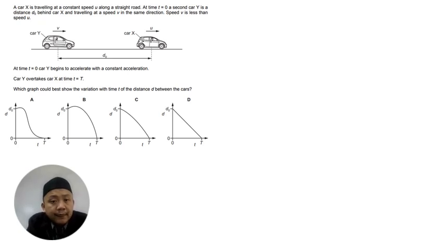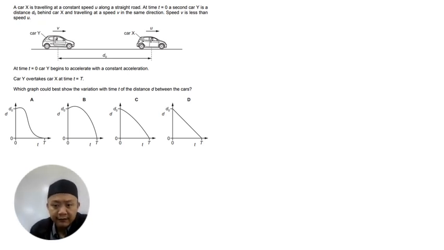Hello there. Now we have a kinematics question between two cars, where one is trying to overtake the other. A car X is traveling at a constant speed u along a straight road. At time t equals 0, a second car Y is a distance d naught behind car X and traveling at a speed v in the same direction. Now speed v is less than speed u.